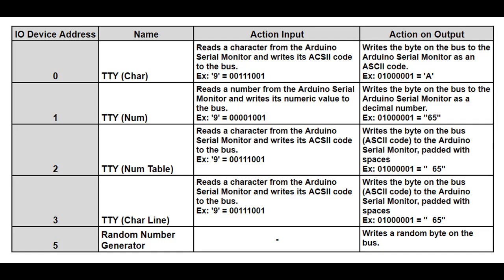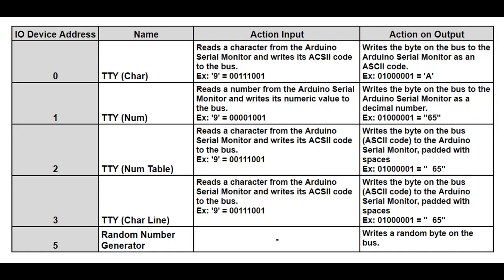Device number 1 behaves similarly, except that it interprets the binary values as numbers. So if you type number 9 in the Arduino serial monitor, you will get the value 9 on the bus, not its ASCII code, its numeric value. If what you have typed is not a number, you will get 0. If you try to output to it, it will take the value on the bus and try to use it as a numeric value. So if you have binary value 65 on the bus, you will get the string 65 in the Arduino serial monitor.